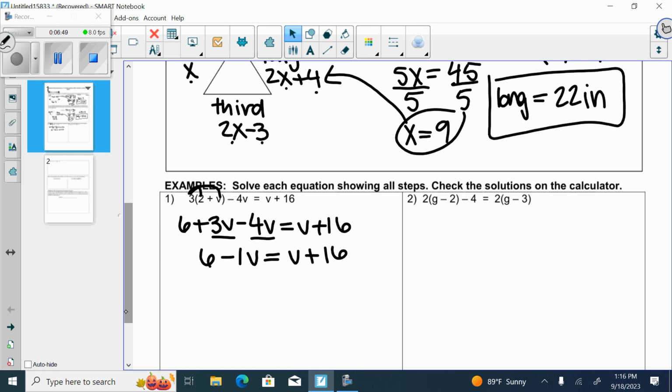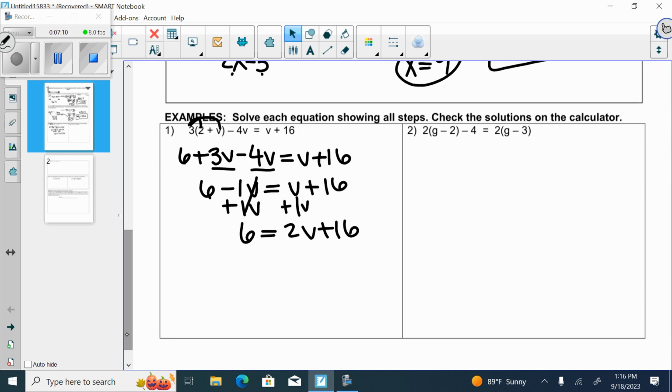Then what should we do? We can add 1v. So I add 1v. 6 minus 1v plus 1v, so 6 equals 2v plus 16. Nice. And then minus 16, so that'd be 10.